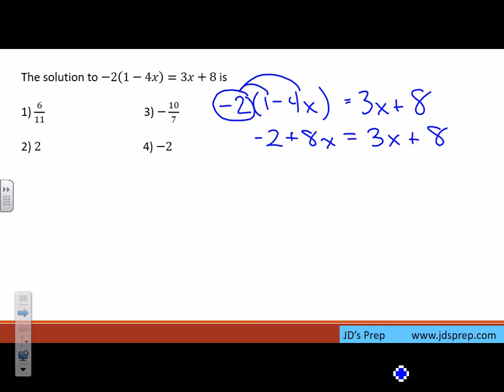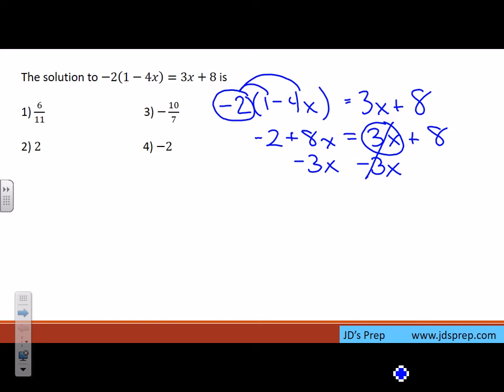So for instance, if I want to move this 3x here over to the left side, since that's a positive 3x, I'm going to subtract the 3x from both sides of the equation. That way, on the right side where it started, I'll have 3x minus 3x, which is 0, so they cancel each other out.